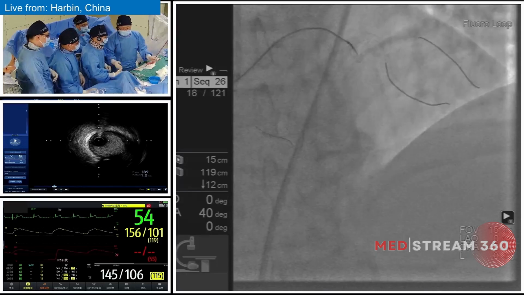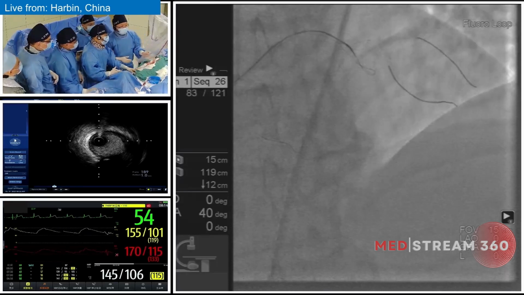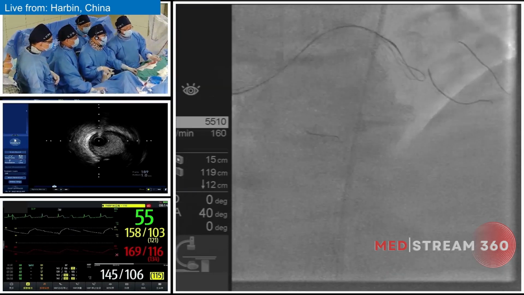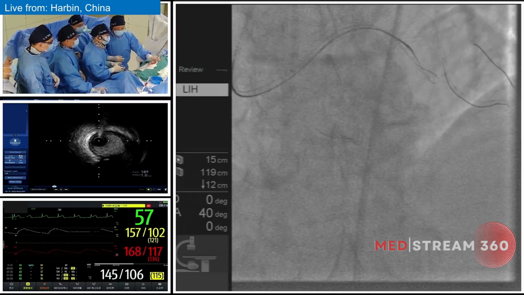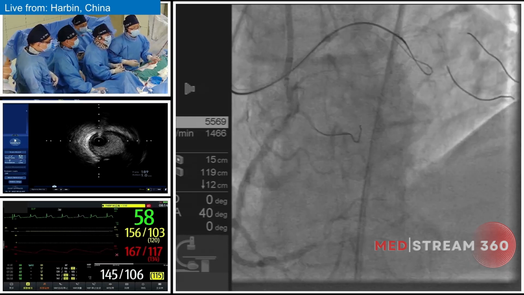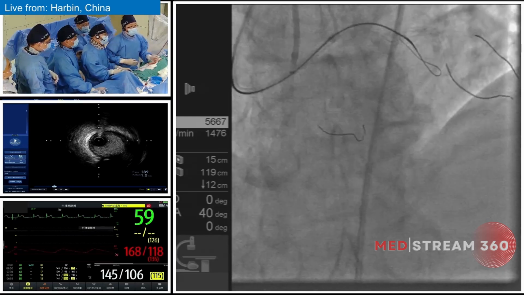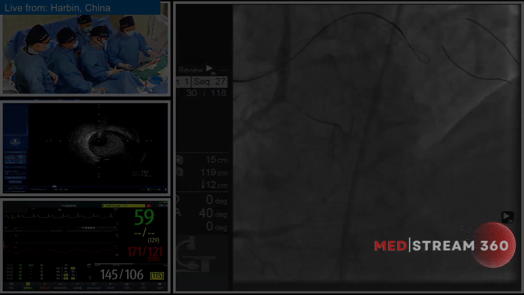So the antegrade contrast injection should be avoided. We should use contralateral angio to avoid potential antegrade dissection and hematoma, which means that from now on, the angiography from the antegrade should be avoided. I think the knuckle wire has been very near to the distal.